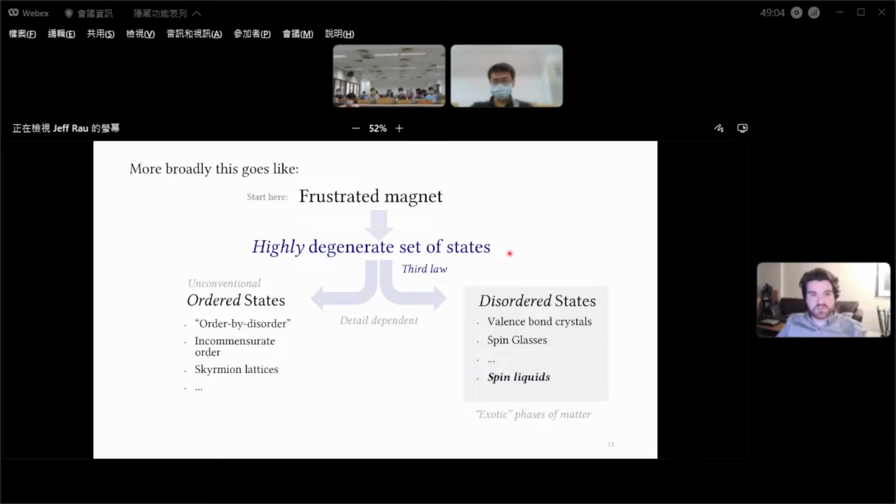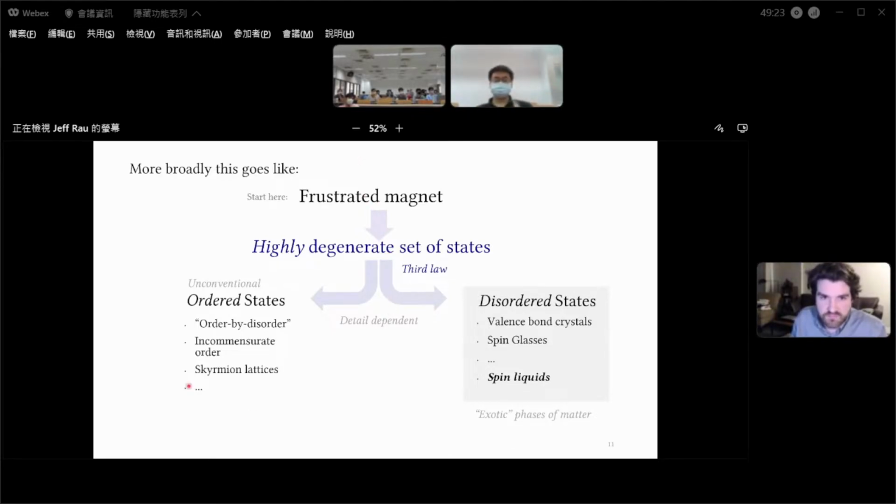So from a bit of a broader perspective, it goes something like this. We start with our frustrated magnet. This frustration leads to a highly degenerate set of states, right? Here we know nature does not like large amounts of degeneracy, especially macroscopic degeneracies. The third law of thermodynamics says that's got to get lifted somehow, right?